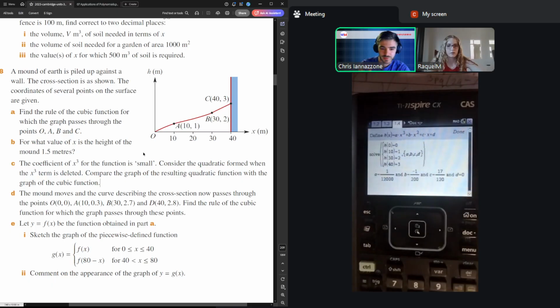But for small values of x closer to the x-axis, if you have x equals 1, it's contributing 1 over 12,000, whereas the others are contributing a bit more than that.